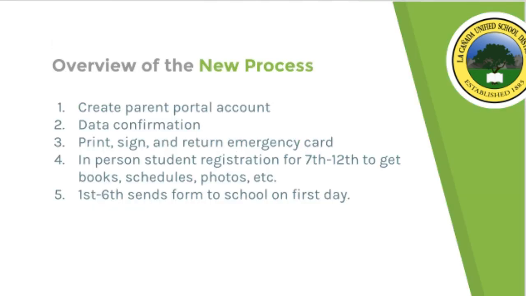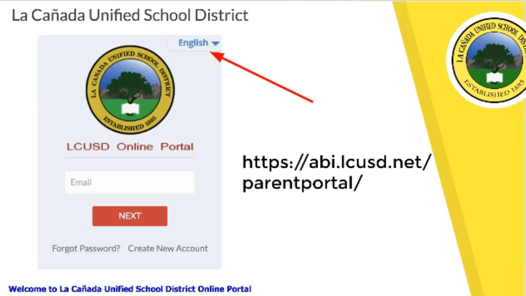So here's a quick overview. By now you've already created your parent portal account. It's time to go through the data confirmation process. Then you will print, sign, and return the emergency card. You'll work through the 7 steps, and let's go through that now.